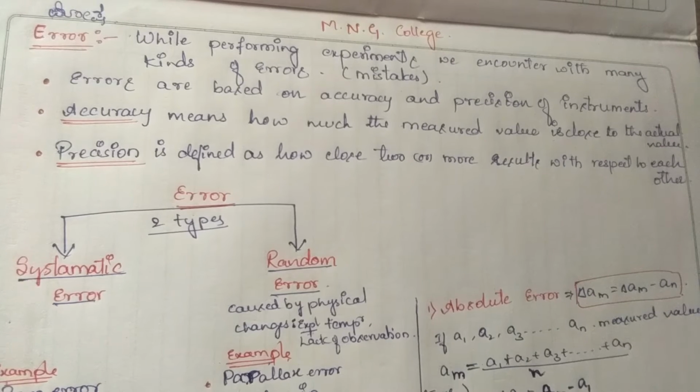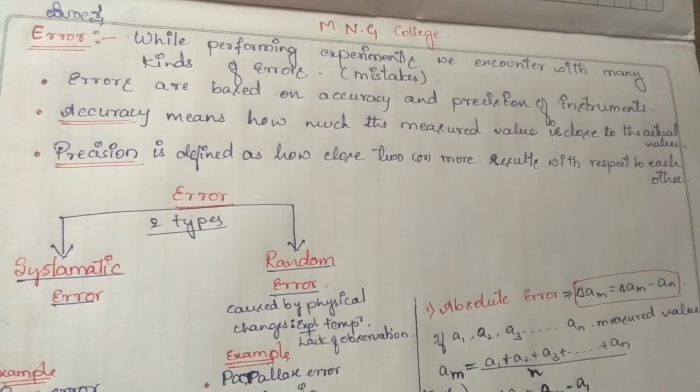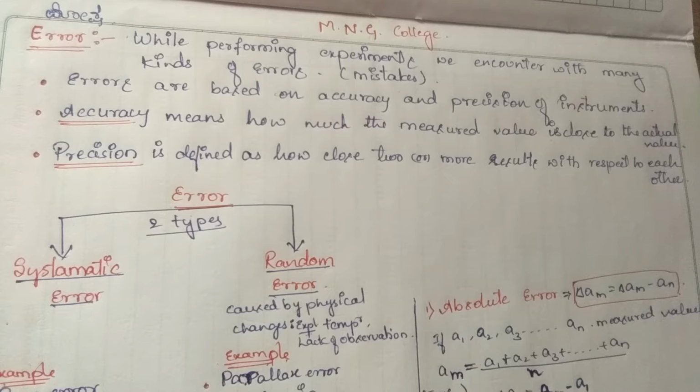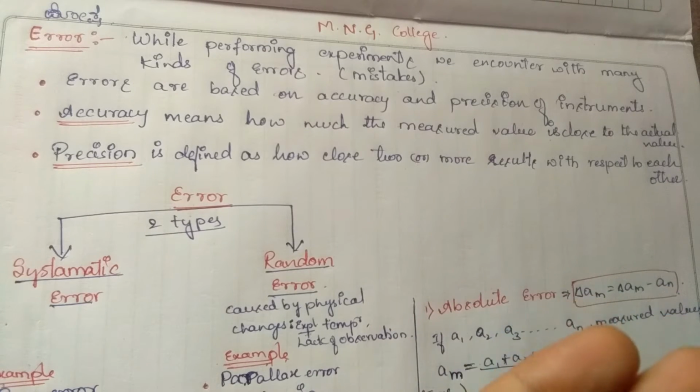In this class we have to discuss what is meant by error, which in Kannada is called dosha. While performing experiments, we encounter many kinds of errors, meaning mistakes. In any experiment, we are counting some measurements of some quantities. In that process, any mistakes we make, whether in the procedure, in the calculation, or in the measurement of quantities, we call errors.